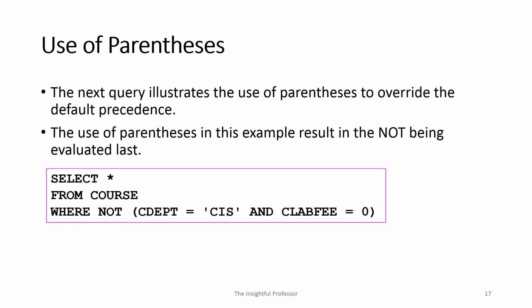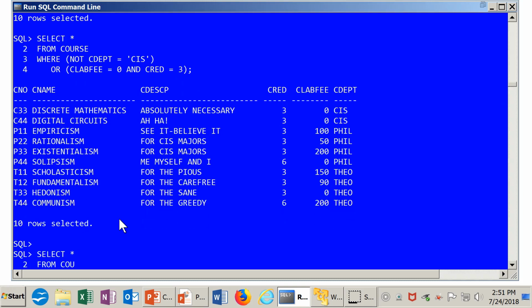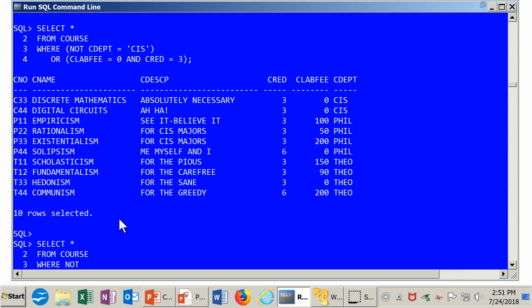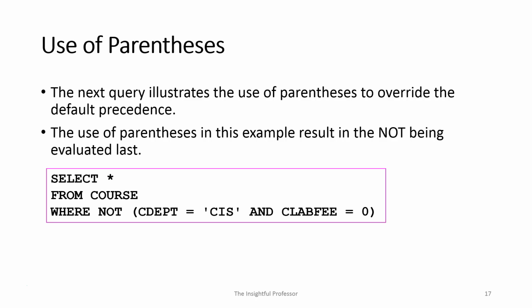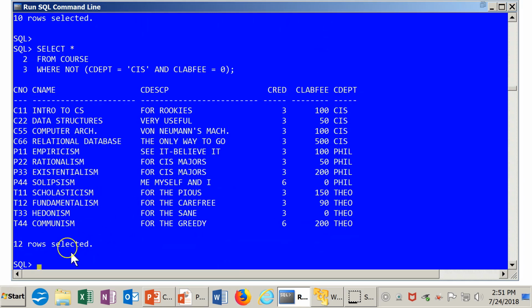Let's try this out. We're going to say not, department equal to CIS, and we have an and, where what we're testing is lab fee of 0 as the second condition. Now let's see, we did not get all of the rows in the table. We have 12 out of 14. Which rows did not appear? Remember we said identify the CIS rows with a lab fee of 0, throw those out and show me what's left. Notice we have 4 of the 6 CIS rows. Which ones do we have? The ones where the lab fee is not equal to 0.